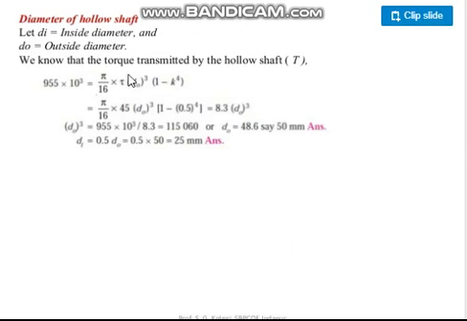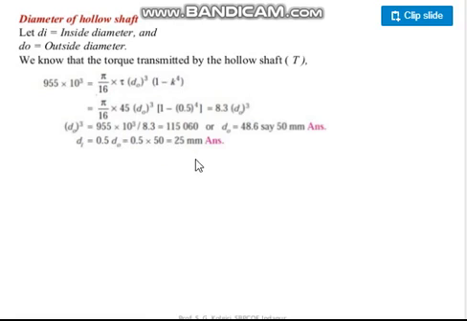Okay, now design of the hollow shaft. See, the inside diameter and outside diameter are di and do. In the case of hollow shaft, only the formula changes. T is equal to pi by 16 tau do cube into 1 minus k to the power 4. Yesterday we have seen from where this formula came. So all the values, just put the values and you will get the answer. So do is coming to 48.6, that is 50, and di is coming to half of that, that is 50 multiplied by 0.5, and you will get 25.